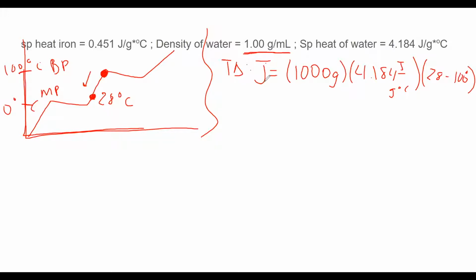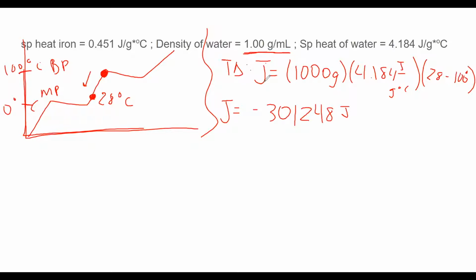Okay, so joules is going to be equal to, let's punch in our calculator, 1,000 times 4.184 times 28 minus 100. And we should get negative 301,248 joules. Okay, so let's check our units. We have joules, that's correct. And we have a negative sign.